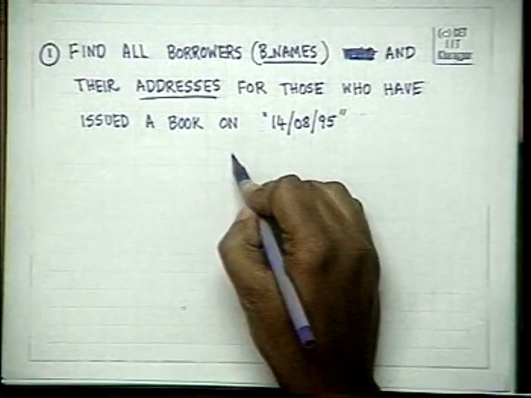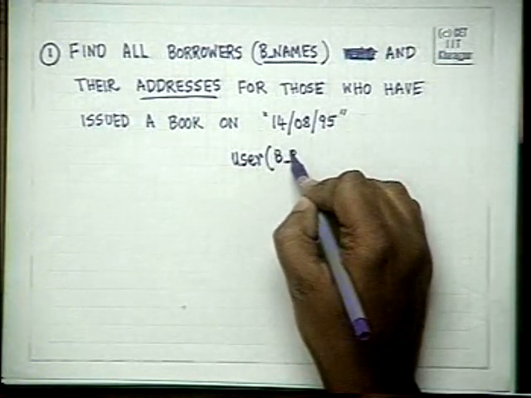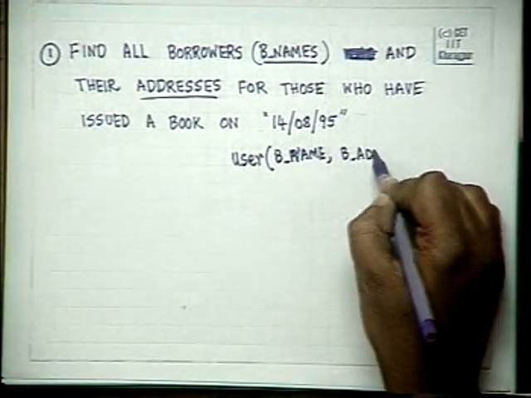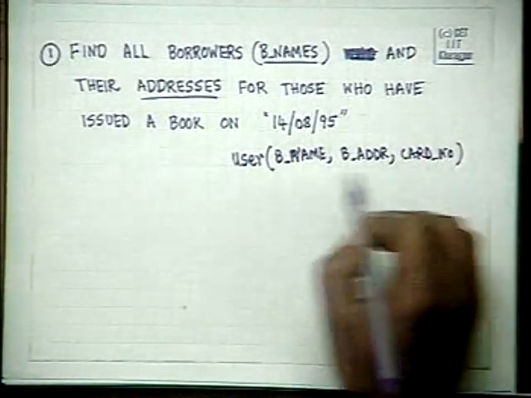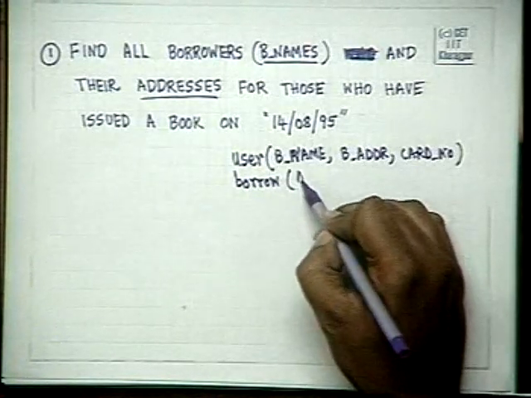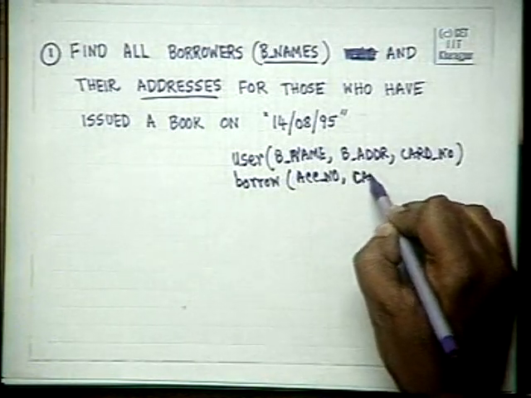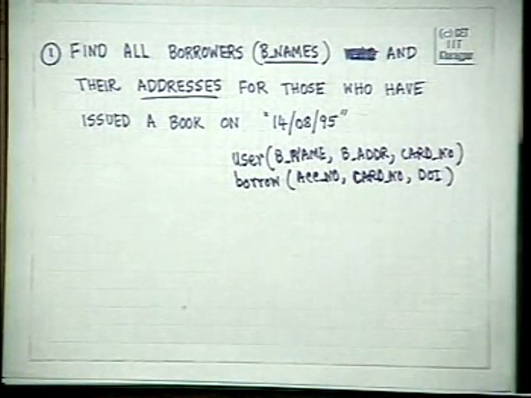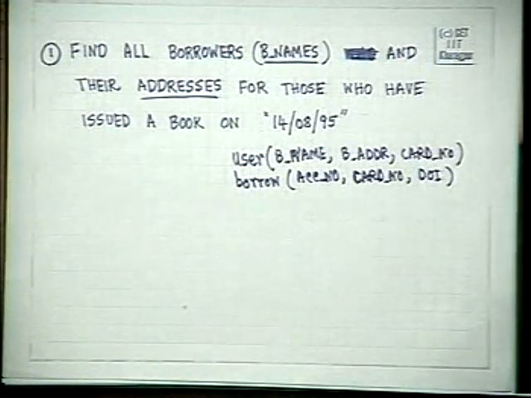We have got the user relation where we have got borrower name, borrower address and card number, and the borrow relation where we have got the accession number, card number and date of issue, and we will have to use both of them now. So now we will see an example where we use both of them.